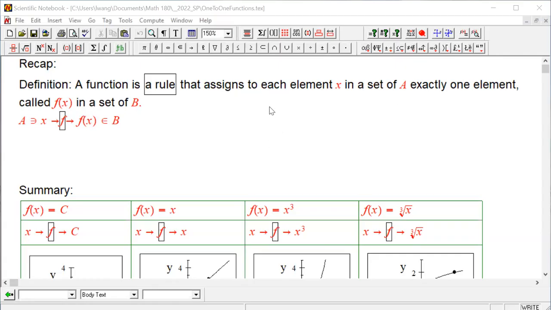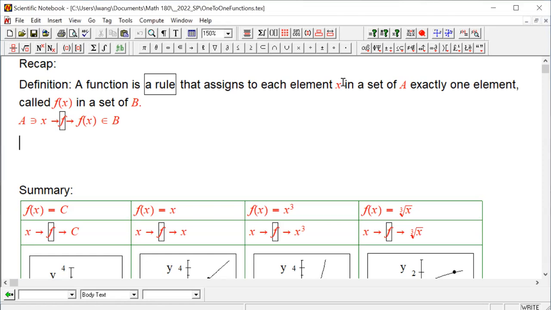Hello. In this lesson, we're going to talk about one-to-one functions. I'm going to put that title a little later. But before we do that, we're going to recap. We started out with the definition of function.